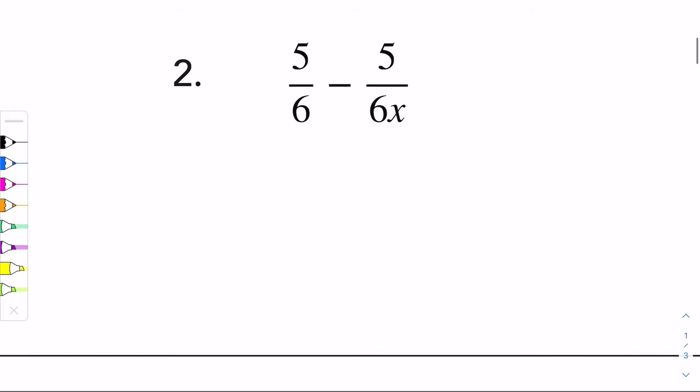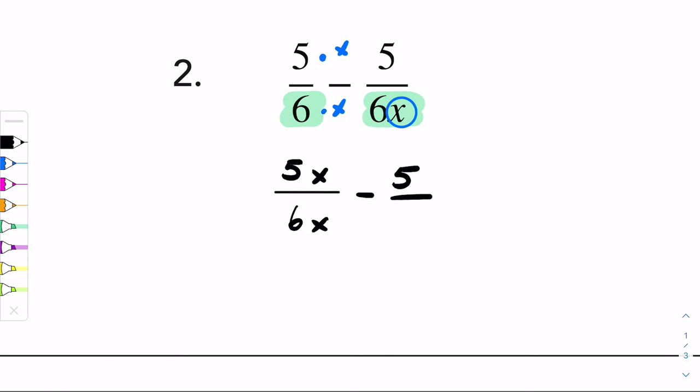Number 2 is a subtraction problem. We have 5 over 6 minus 5 over 6x. When you look at the denominators, the first expression has a denominator of 6 and the second expression has a denominator of 6x. So if you multiply the first expression by x, both the top and bottom, that's actually going to create your common denominator. You won't have to do anything to the second fraction because you only had to multiply in that single value of x. Our first fraction becomes 5x over 6x, and we're subtracting 5 over 6x.